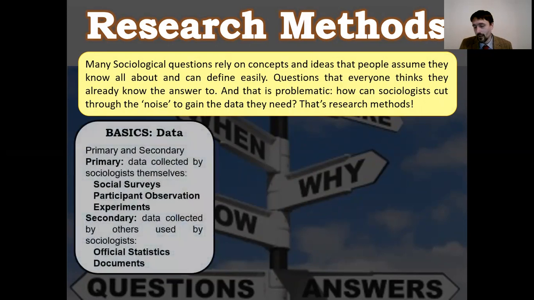So let's go through. Here are some basics about what data is. There are different types of data. Data, by the way, is the plural. Datum is the singular. You know how much I love my Latin. So data and datum. There are 2 types of data, 2 ways in which we can look at data. There is primary data and there is secondary data.